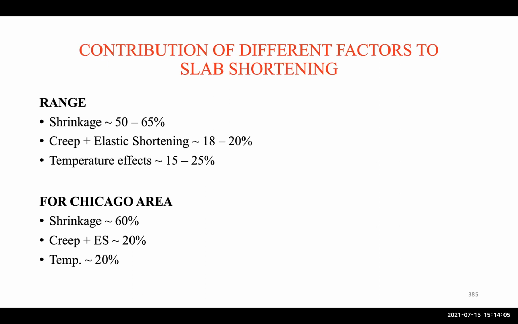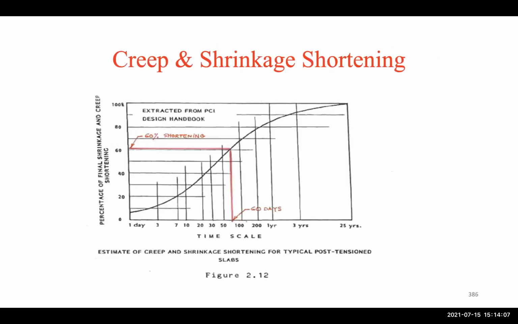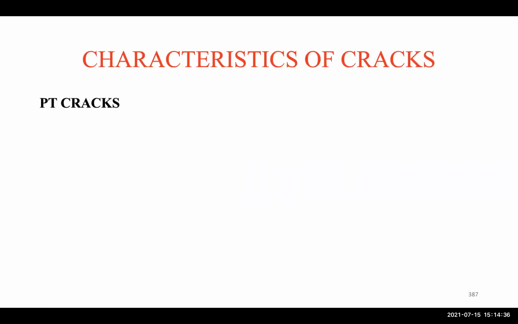temperature effect 20%. So this figure shows the percentage of final shrinkage, creep, and shortening over time. Here we have 60% of the shortening, which will happen in 60 days. That's just an example, and this is taken from the PCI design handbook.